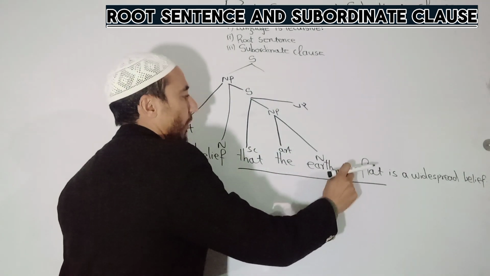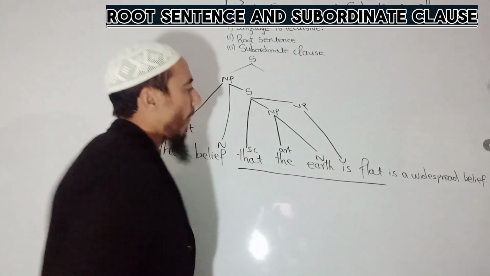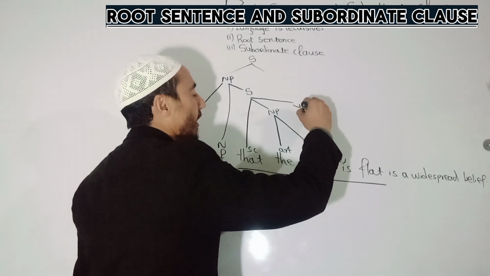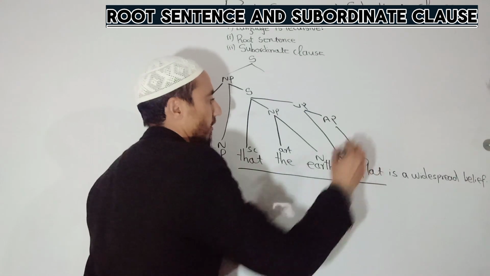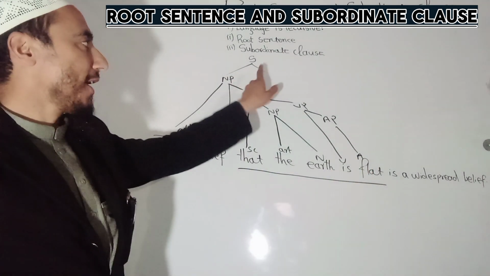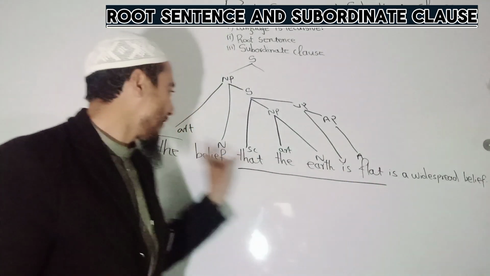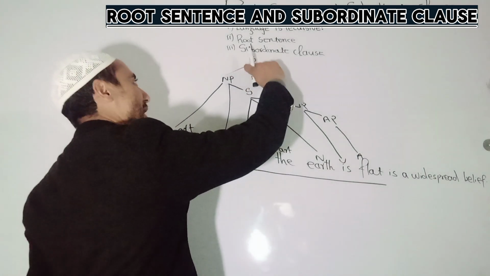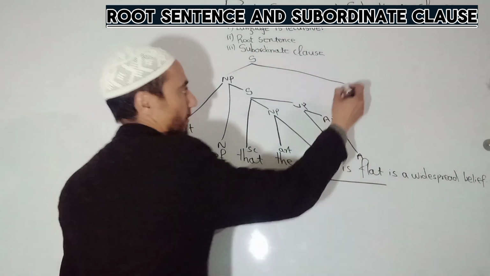In VP, there is is, which is a verb, and flat, that is an adjective. From VP, we are taking AP. AP means adjective phrase. Now here we have left the string, that is VP, because here there's the left portion of the sentence, that is verb. So I'm extending that VP.